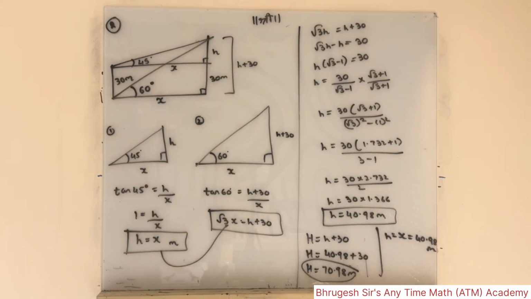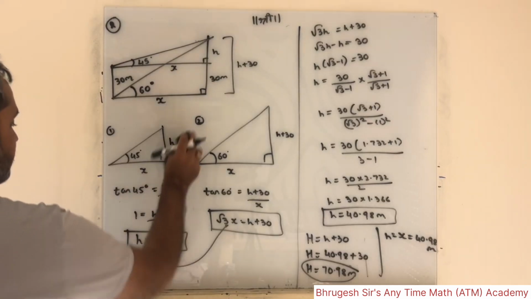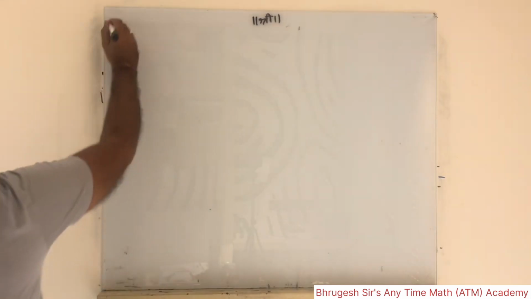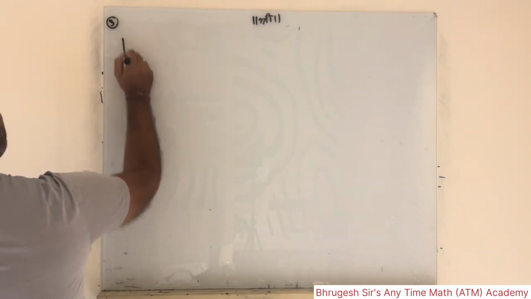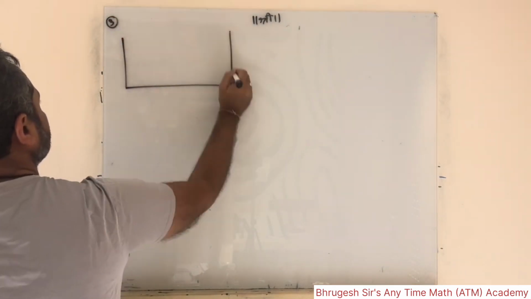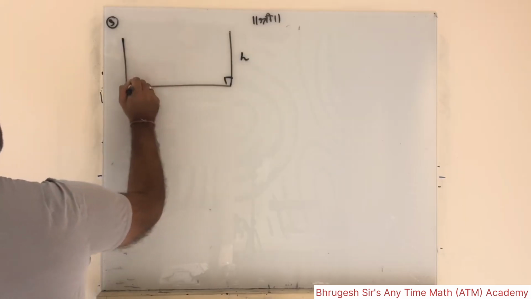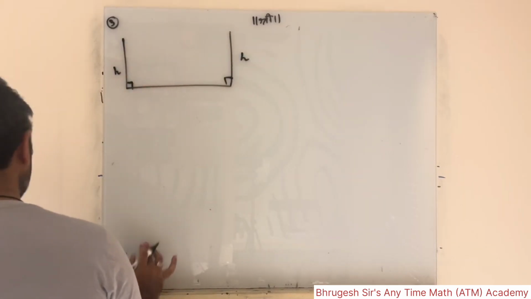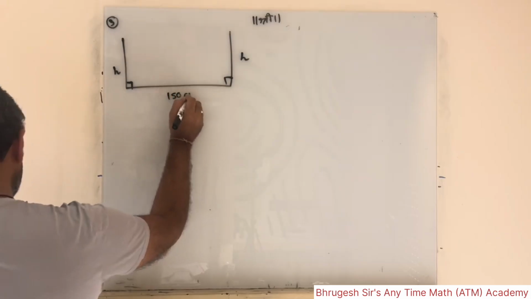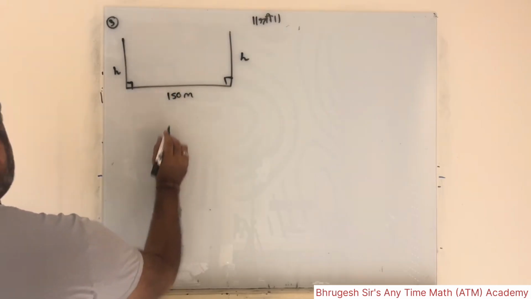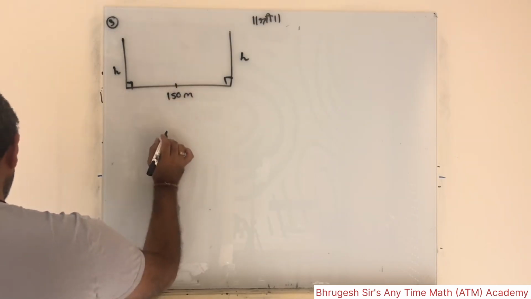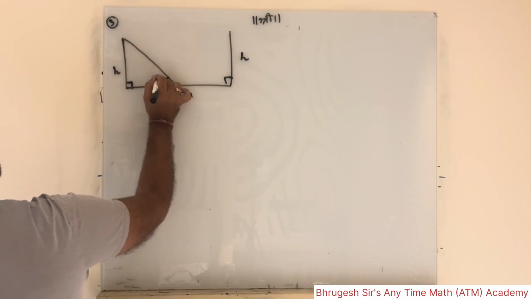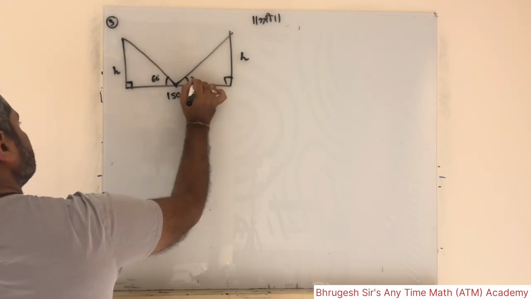Please pause this video and try to solve this entire sum on your own. Try to frame a diagram, try to solve it बेटा. Question number 3. Two pillars of equal heights, तो pillar 1 and pillar 2 दोनों का height h, stand on either side of a roadway, which is 150 meters. At a point on the roadway between the pillars, the elevations of the tops of the towers are 60 degrees and 30 degrees.